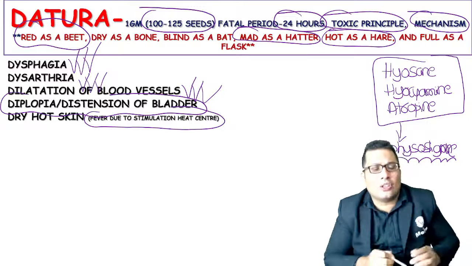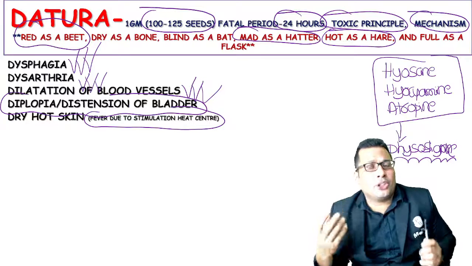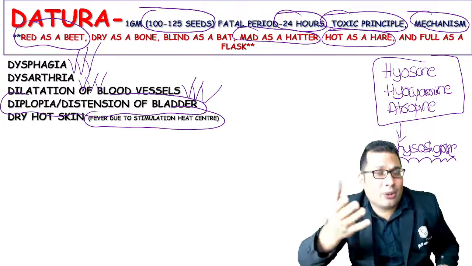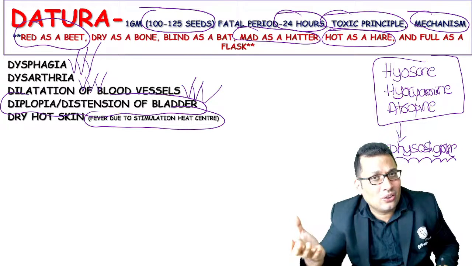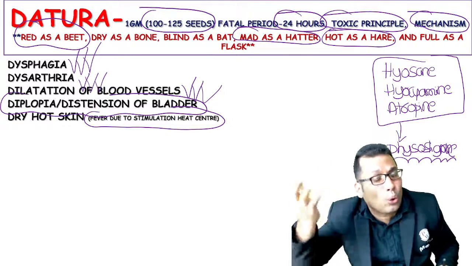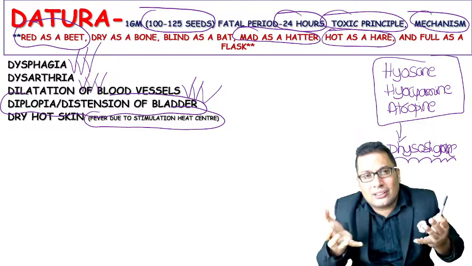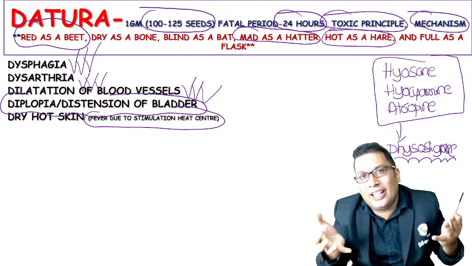So what happens actually in datura poison? Because of the stimulation of the heat center, as you know, heat is controlled by the hypothalamus. The anterior hypothalamus controls heat, the posterior hypothalamus controls cold. So in datura poison, stimulation of the heat center leads to dry, hot skin.